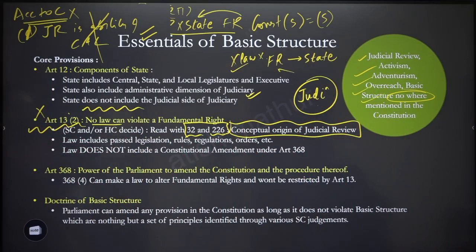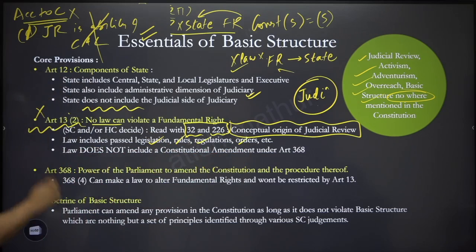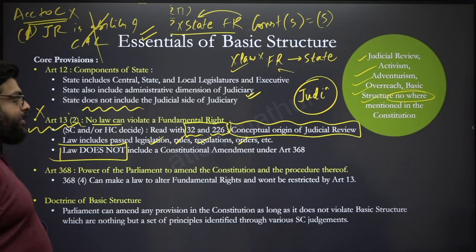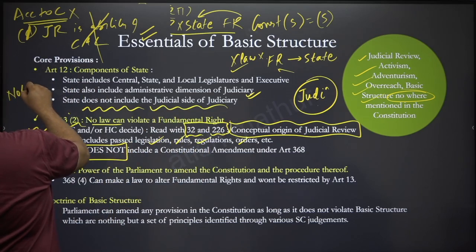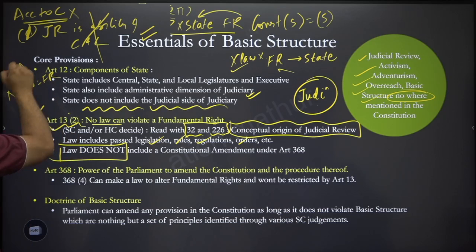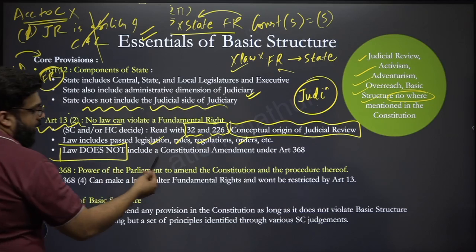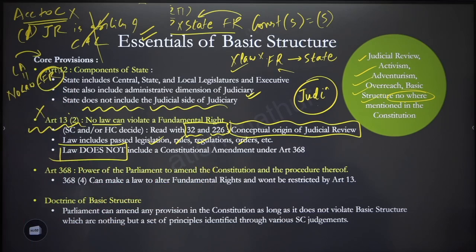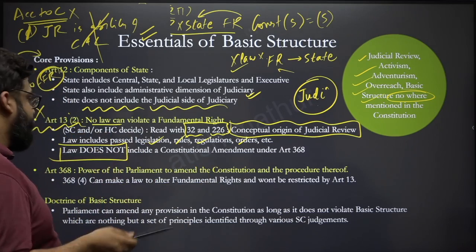So what is the meaning of law? Law means everything which is a law, rule, regulation, legislation, orders, etc. However, law does not include a constitutional amendment under 368. The logic is the same. If no law can violate a fundamental right, and if constitutional amendments were law, then you could not make changes to fundamental rights and evolve them, and therefore a constitution would be stuck till eternity, which is why law does not mean a constitutional amendment under 368. Till today, this is still the decided position on law.